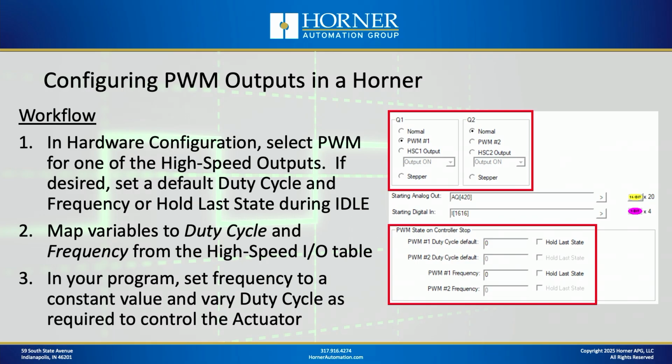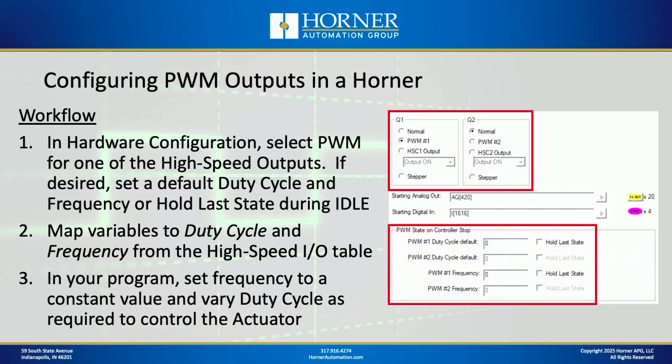In my example, I haven't done that. I've just let them go to 0 when the PLC/Horner is in stop mode. After you've done the configuration, next you're going to create a couple of variables. One variable will be your duty cycle variable. Another variable will be your frequency variable.